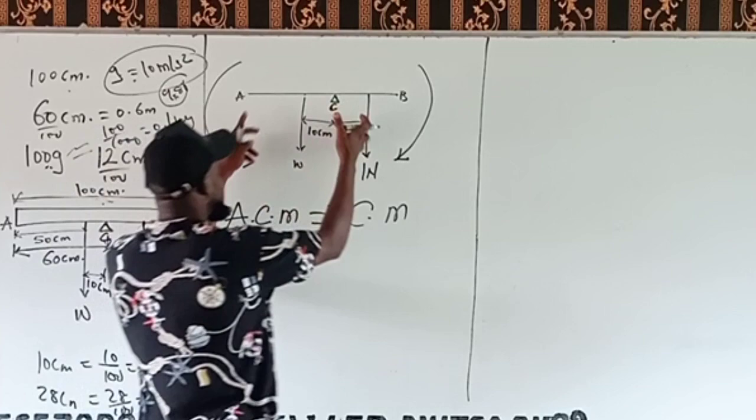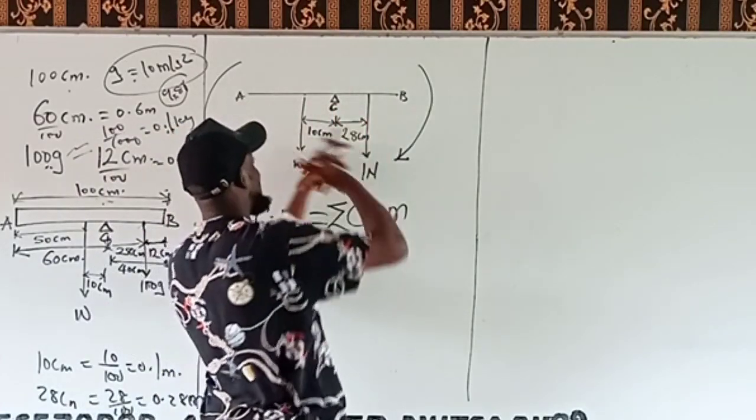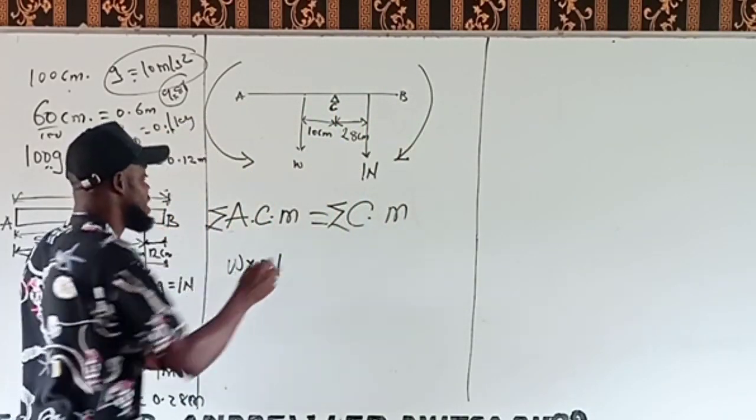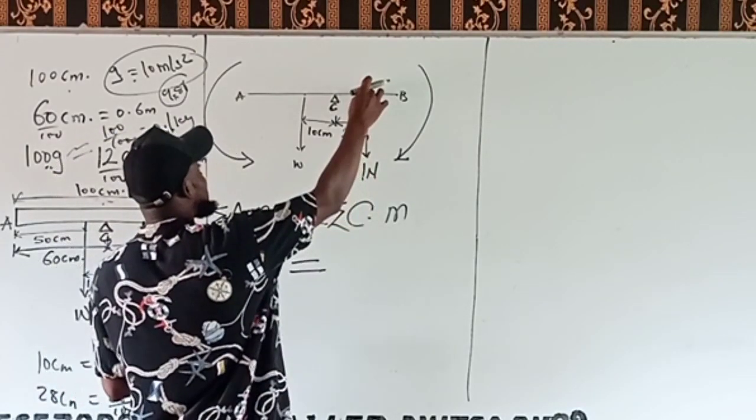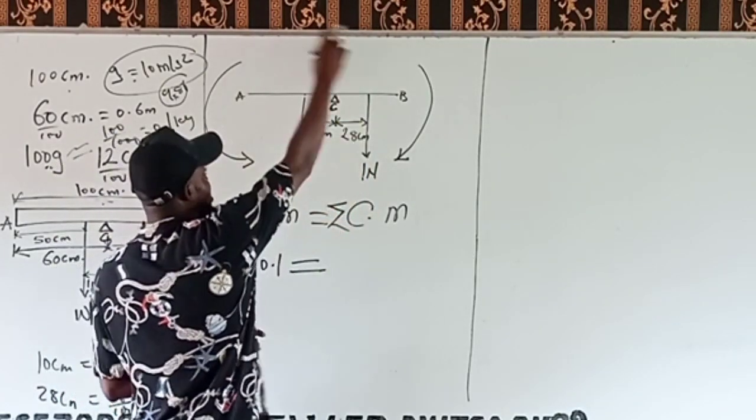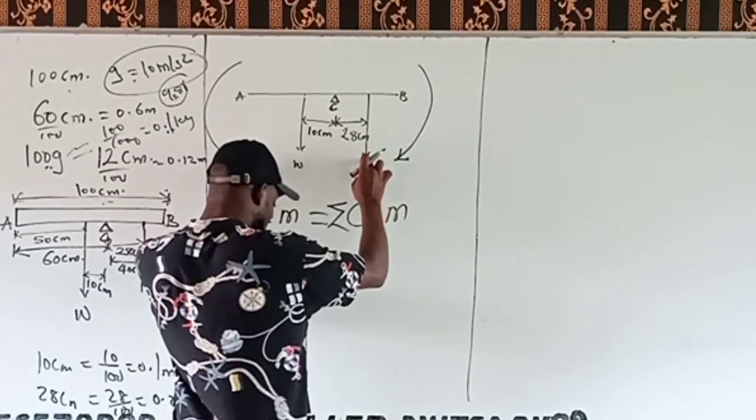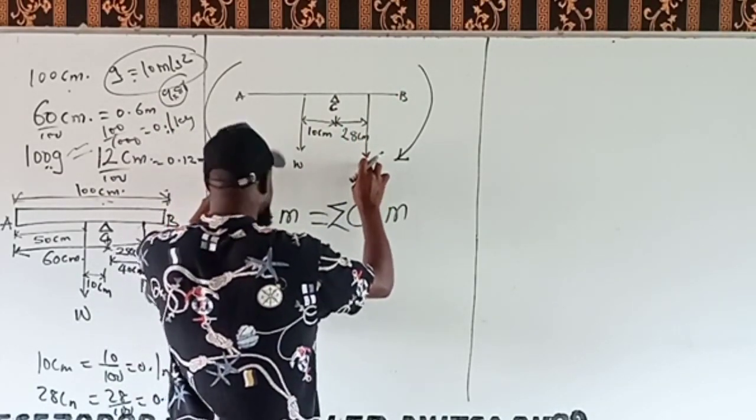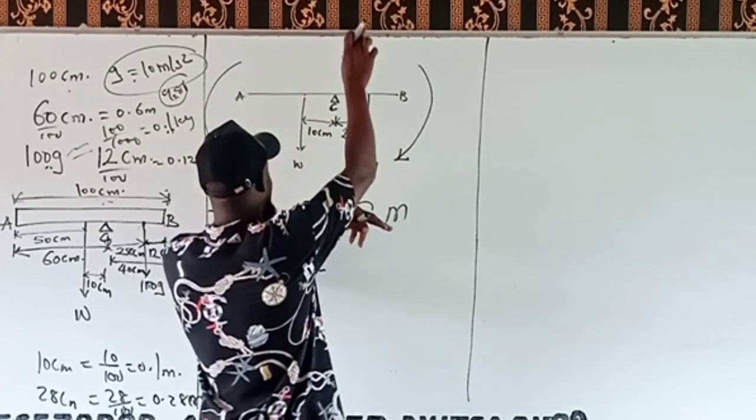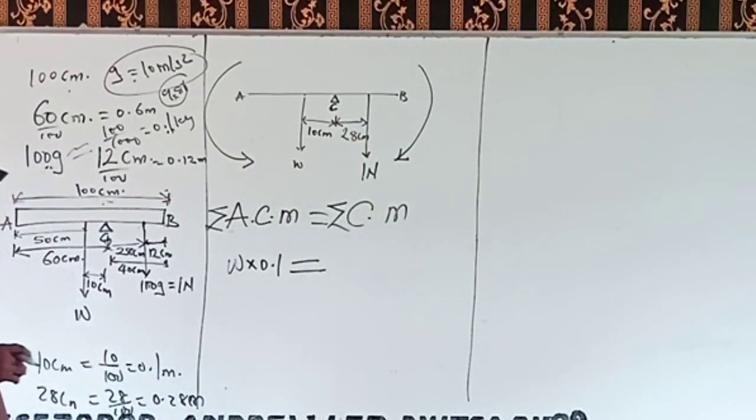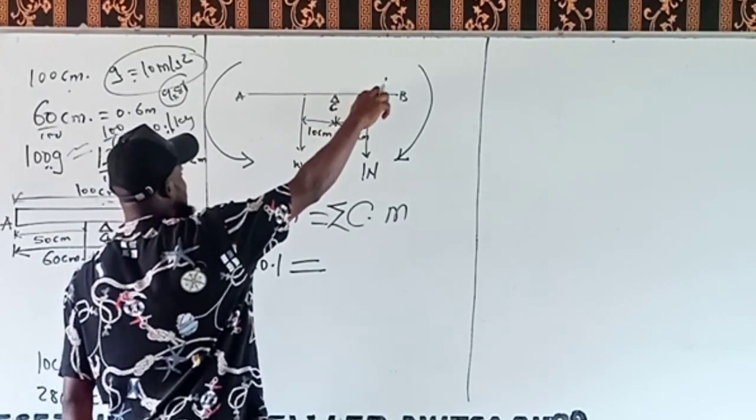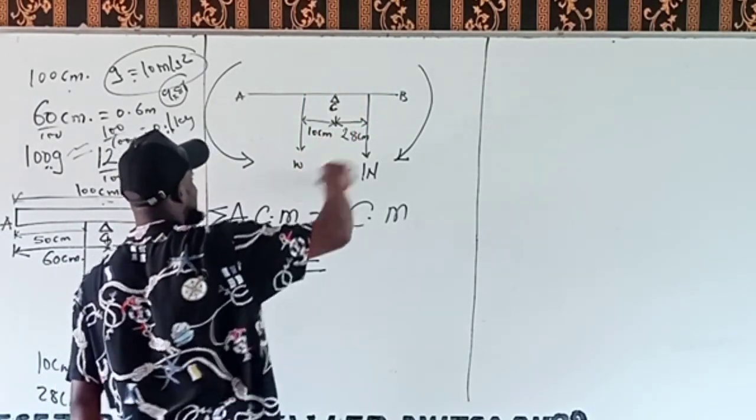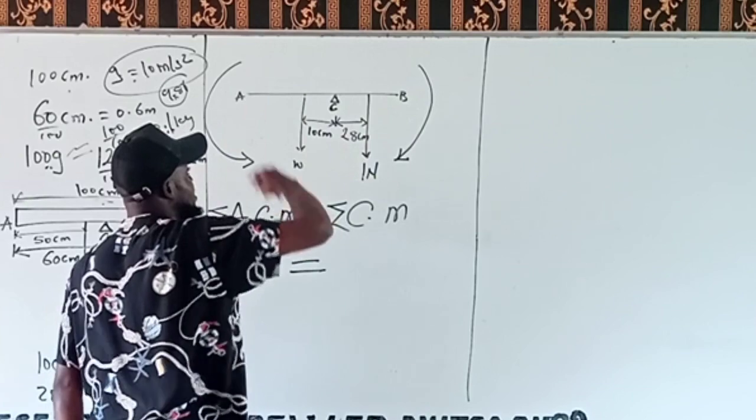Is there any other force that will rotate this beam about this point? No other one. Then it will be equal to, let's check for the clockwise moment now. This 1 Newton is going to rotate this beam this way. Check: if this 1 Newton is the only force here, it's going to rotate this beam this way. This is clockwise.